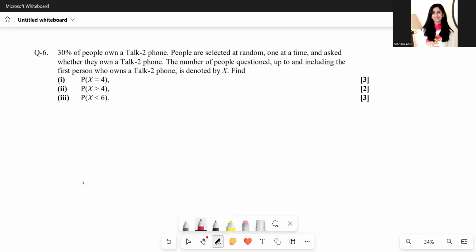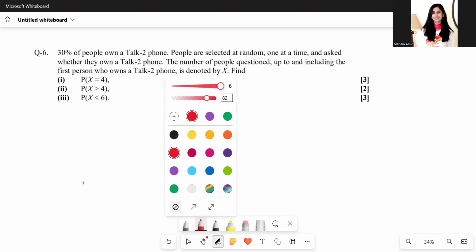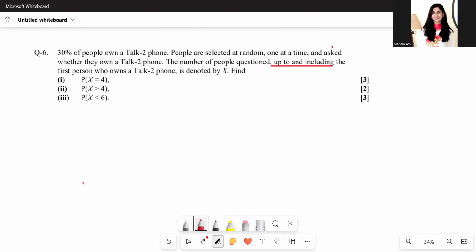30% of people own a talk to phone. People are selected at random, one at a time, and asked whether they own a talk to phone. The number of people questioned, up to and including the first person who owns a talk to phone, is denoted by X. This shows that this is going to be a geometric distribution problem where probability of success is 30%, 0.3, hence probability of failure is 0.7. Probability of failure is also represented by 1 minus p.